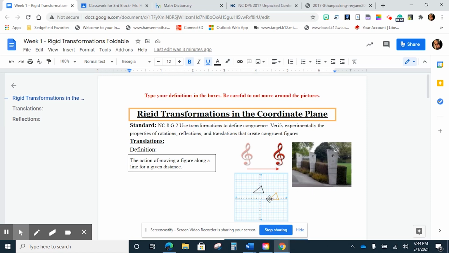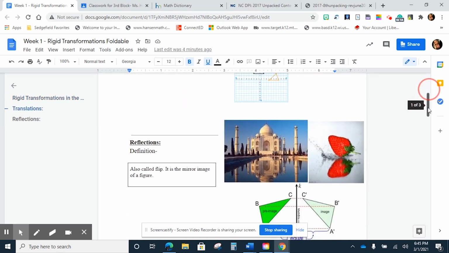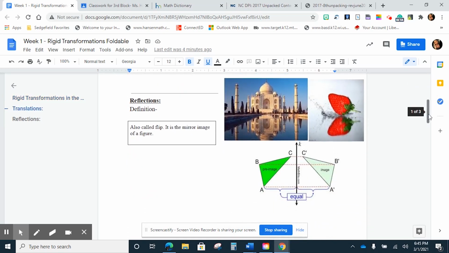But then you also have this mathematical example that usually is seen in the classroom. The black image may have been slid down a few units and then to the right, or the other way around, with the orange figure being slid up and to the left. But the formal definition of a translation is the action of moving a figure along a line for a given distance. The second type of rigid transformation is a reflection.